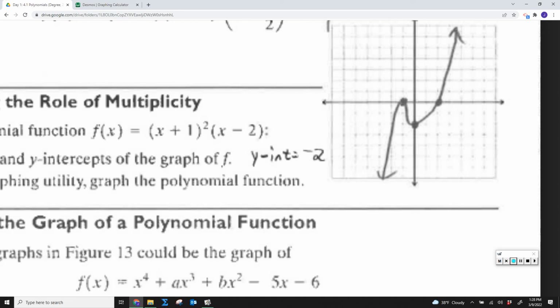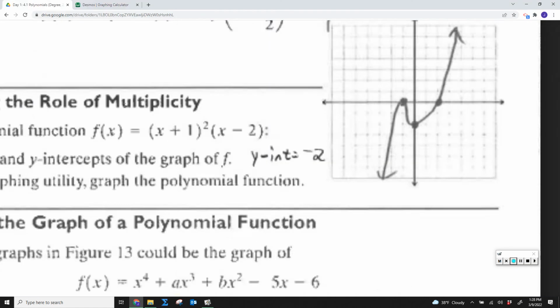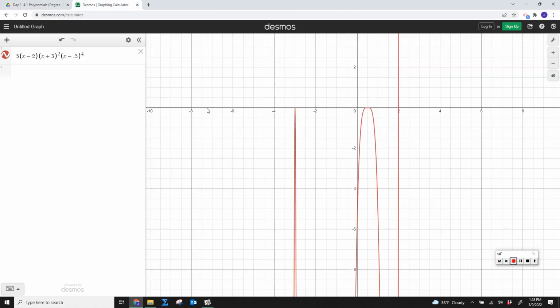All right, so let's look at another one. The one you had before was the x minus 2, x plus 3, and x minus 1/2. Okay, the one from example 5. And we went ahead and graphed it. Does it follow the same rules?